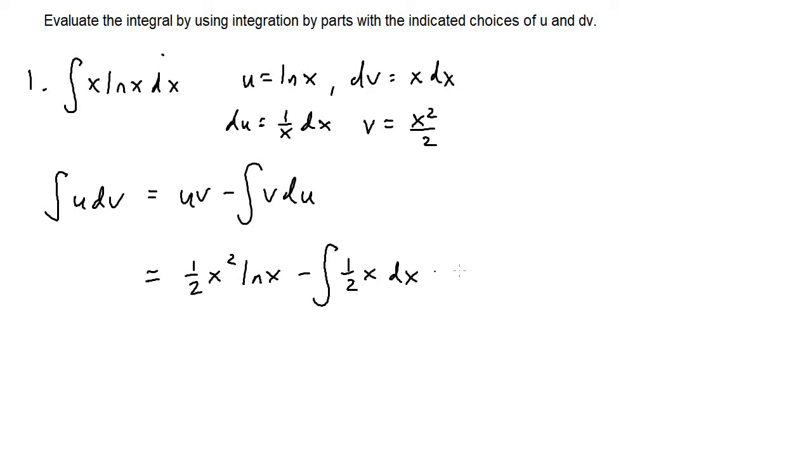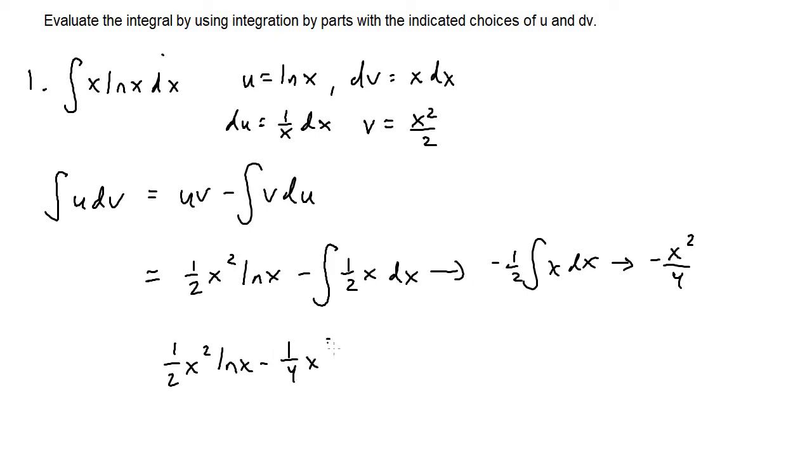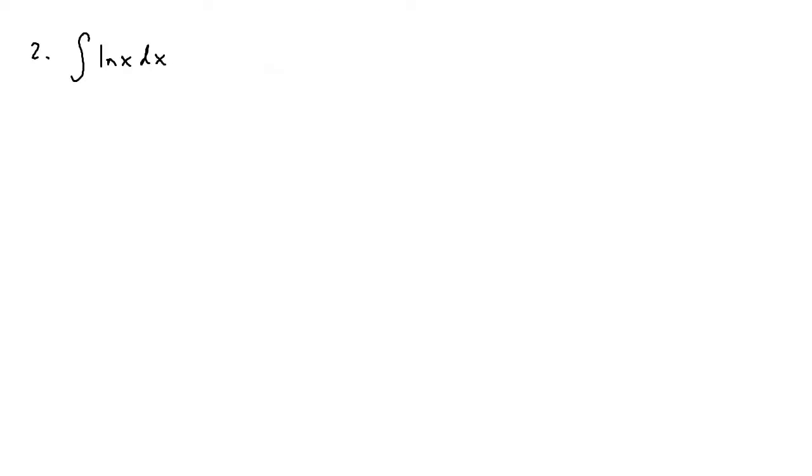So 1/2 can come outside as a constant, so we have minus 1/2 times the integral of x dx. Integral of x is just x squared over 2. X squared over 2 times 1/2, or negative 1/2, is negative x squared over 4. And so I can rewrite it as 1/2 x squared ln x, and then we have minus, I'll write it as 1 over 4 x squared. Since this is an indefinite integral, I need to add the plus c at the end, and that's the final answer. So now for number 2, we have the integral of the natural log of x dx.